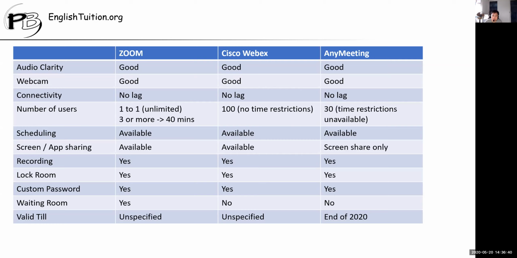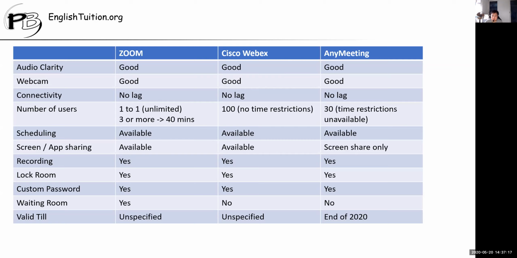As for Cisco Webex, they did not specify when the software will remain free until. But I think it's safe to assume that you can use it for the time being, for the next few months. As for AnyMeeting, they have committed that the free premium features will be available till the end of 2020. So for me, I have chosen Cisco Webex as the ideal software to use because it has given me everything that I need.